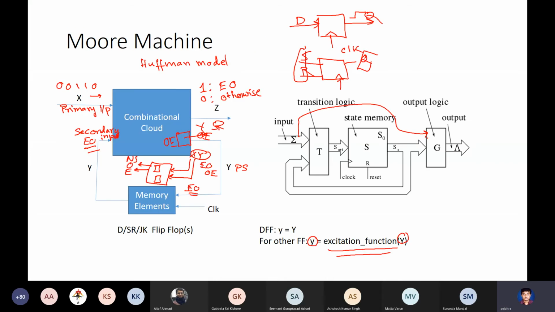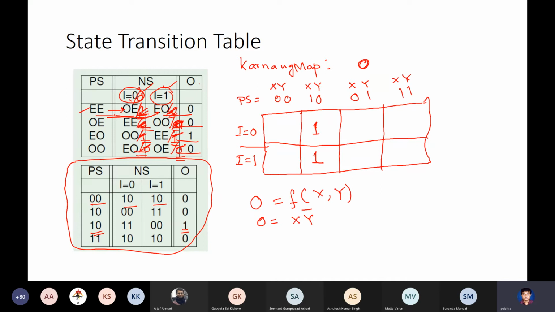Okay, so let us try this. Can you, for this transition table, tell me a D flip-flop realization of this? I should have copied this transition table, but let me see if I can.